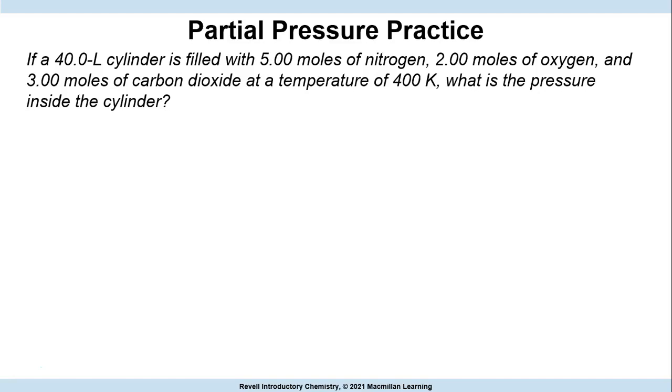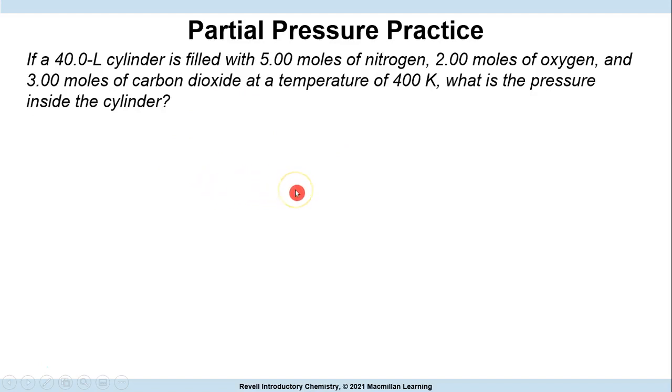So let's look at an example that involves partial pressures here. If a 40.0 liter cylinder is filled with 5.00 moles of nitrogen, 2.00 moles of oxygen, and 3.00 moles of carbon dioxide at a temperature of 400 Kelvin, what is the pressure inside the cylinder? Here, we are looking for the total pressure inside the cylinder. So, to find it, we are going to calculate the partial pressures of all the gases, and then we sum them up.